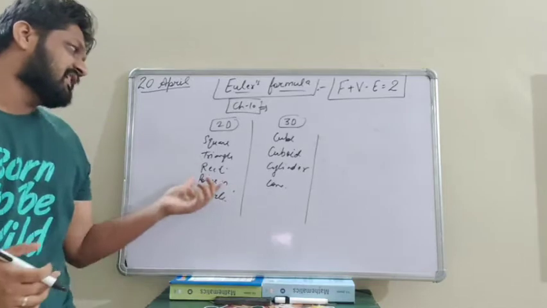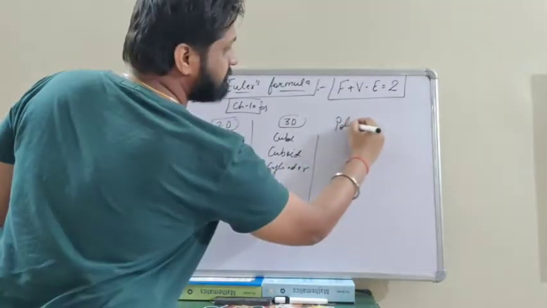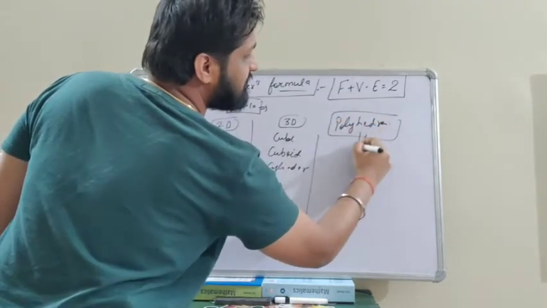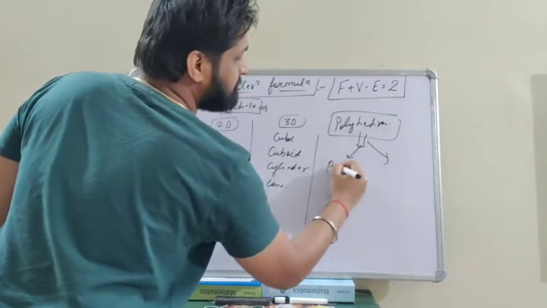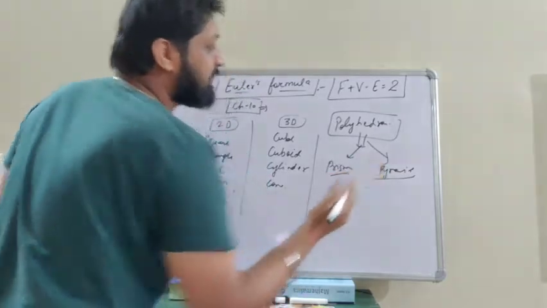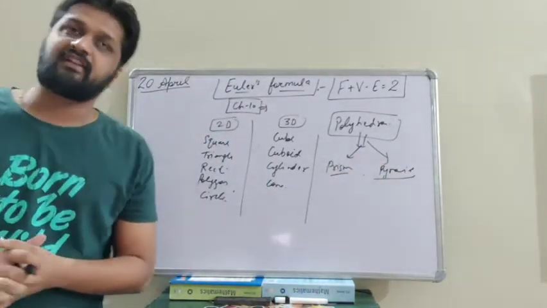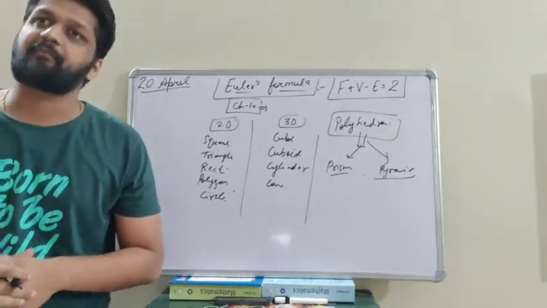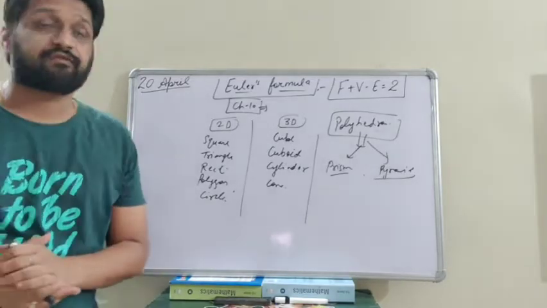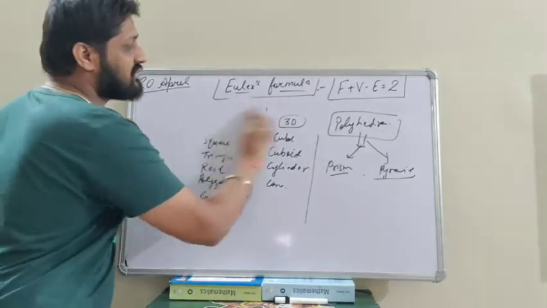As we have the polygon in 2D, there is a term called polyhedron in 3D figures, and it consists of prism and pyramid. We will discuss polyhedron in the next video. Right now we will discuss the most important topic of this chapter, visualizing solid shapes, and the topic is Euler's formula, as you can see written on the board.